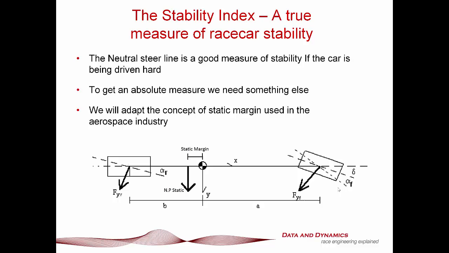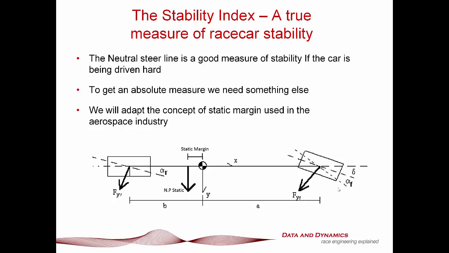Now, here's the thing about the neutral line and understeer and oversteer. When the car's being driven hard, it's actually a pretty good measure of what to expect in terms of stability and drivability. Where it will break down is where you don't have the car being driven that hard, but also we can sometimes forget some of the finer nuances, and they can sometimes be very hard to pick in the data. For that, we need another concept, and that is a concept known as the stability index.